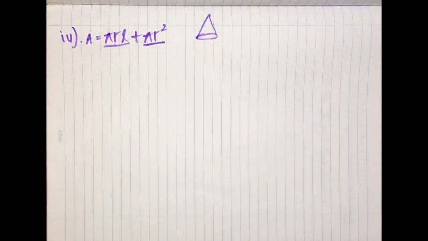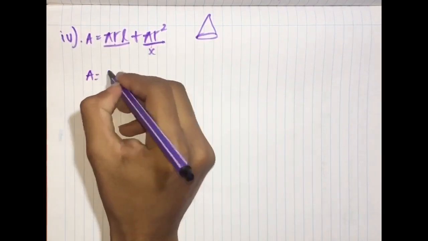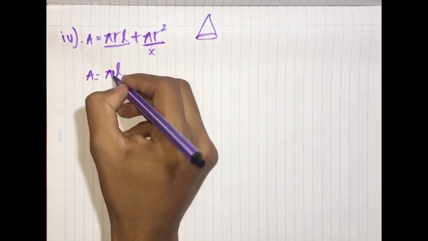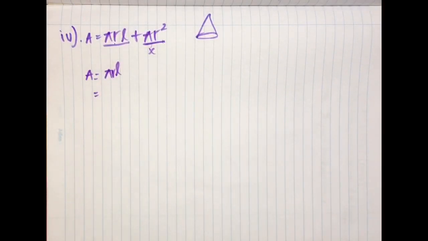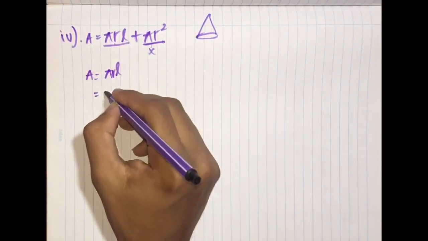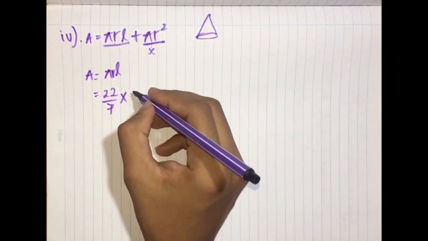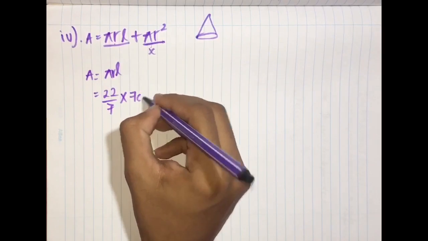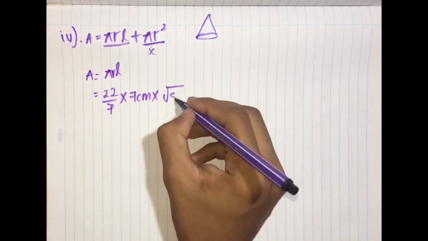Now they are asking you only to find the surface area of the curved surface. So do you need this part? No. Therefore you need only pi r L. So let us substitute and find. Pi is equal to 22 over 7. Radius is how much? Yes, for the cone we had already found out 7. What is the slant height? Yes, it is equal to root 85.